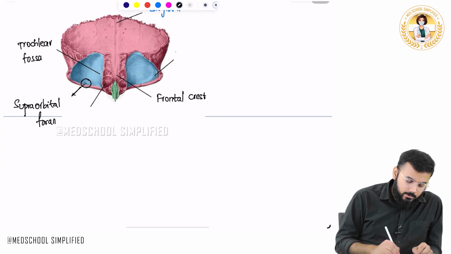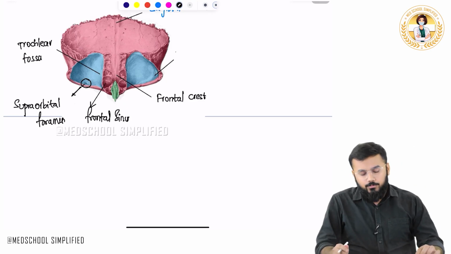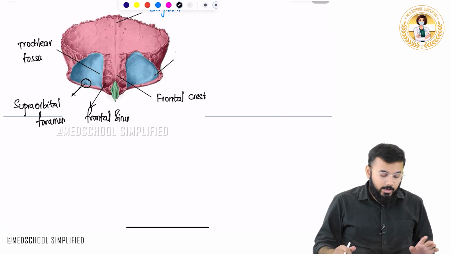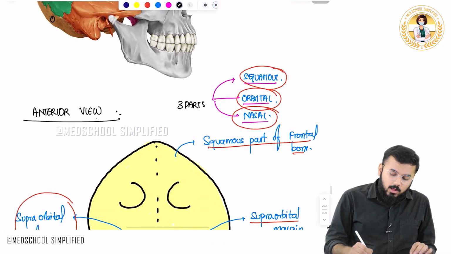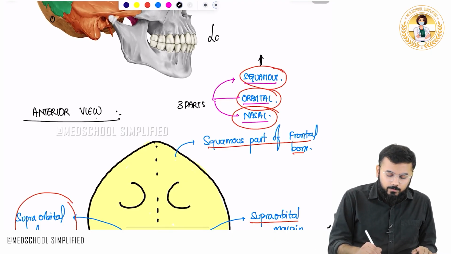Supraorbital foramen. Okay. And not to forget that this sinus over here is called your frontal sinus. So these are the structures that are located over here. Now, one very important thing I want to tell you is that out of all the parts, the squamous part is the largest component of the frontal bone.